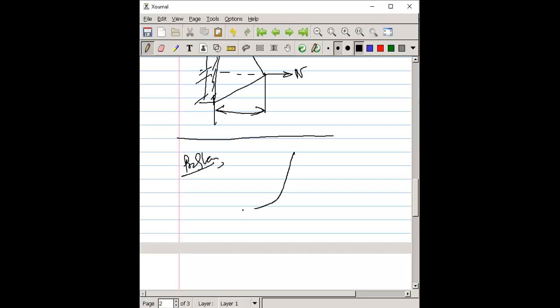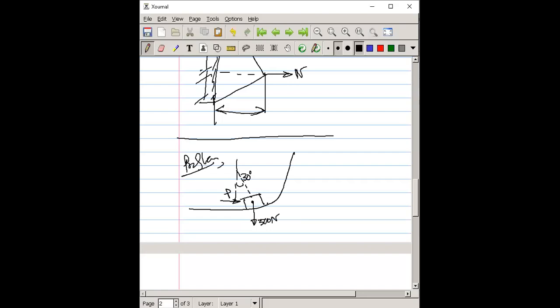Suppose this is an inclined plane where a body is there, and you have to apply some force. This body has some weight, suppose 500 Newton. And due to this force P, for example, suppose the plane is at an angle of 30 degrees.